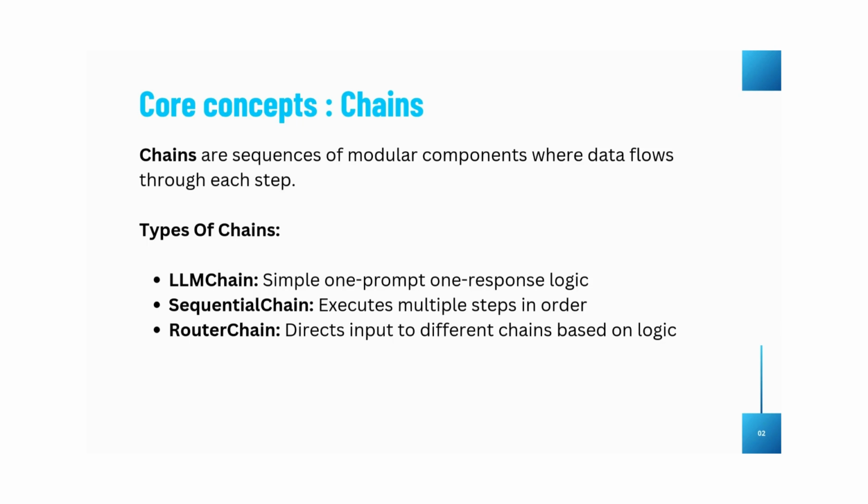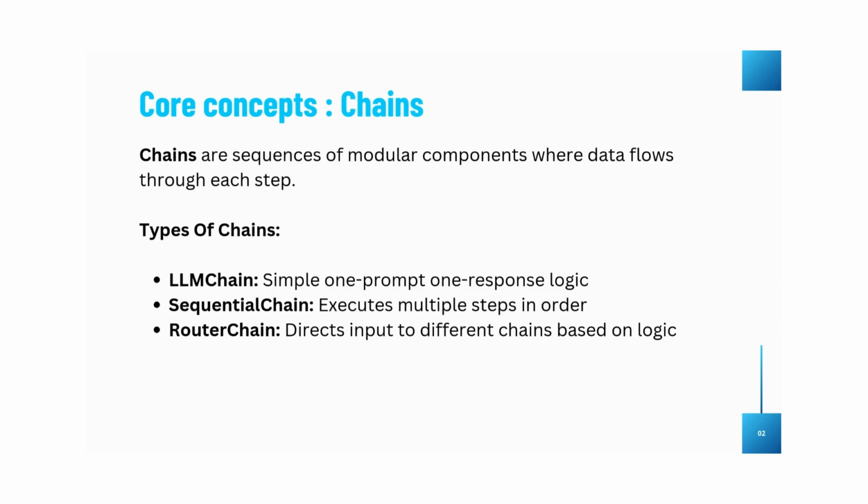So let's start with chains. You can think of a chain as a pipeline, a series of steps where data flows from one module to the next. Each step transforms the data, adds context, and performs a task before passing it forward. It's like an assembly line for your AI logic.